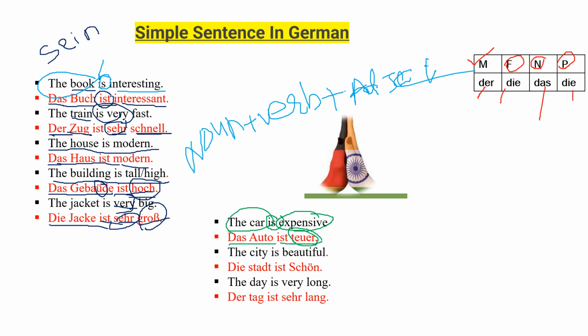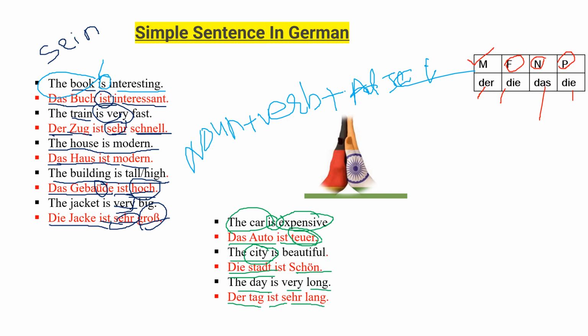Similarly, the city is beautiful. Die Stadt ist schön. Schön means beautiful. The city is what? Die Stadt. So the city is feminine in German. Die Stadt ist schön. The day is very long, right? So the day is der Tag ist sehr lang. Long is lang, right?